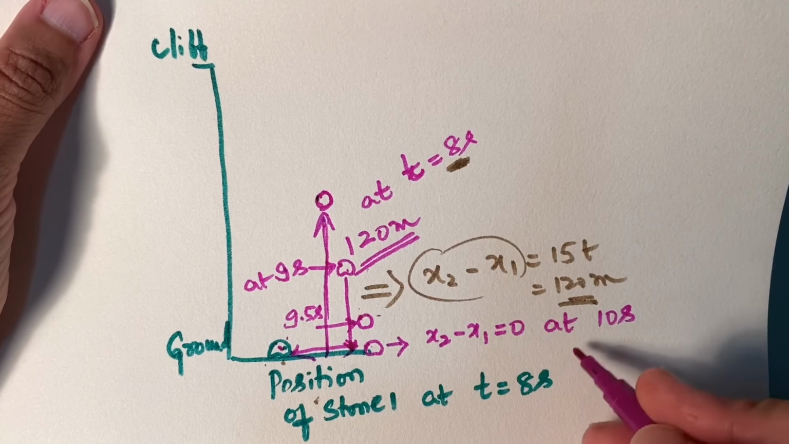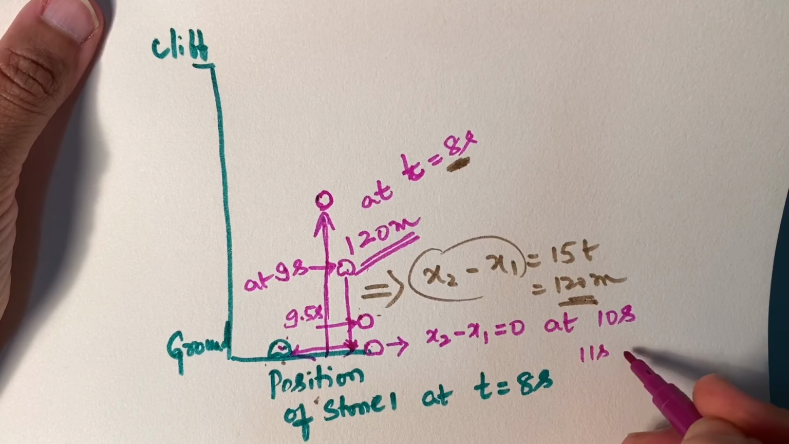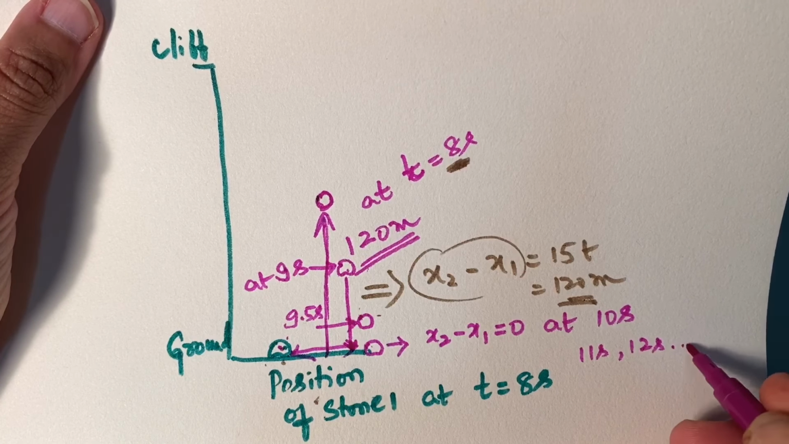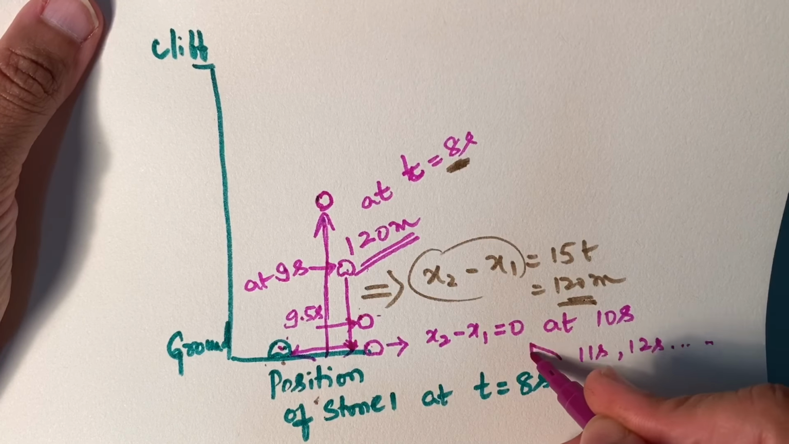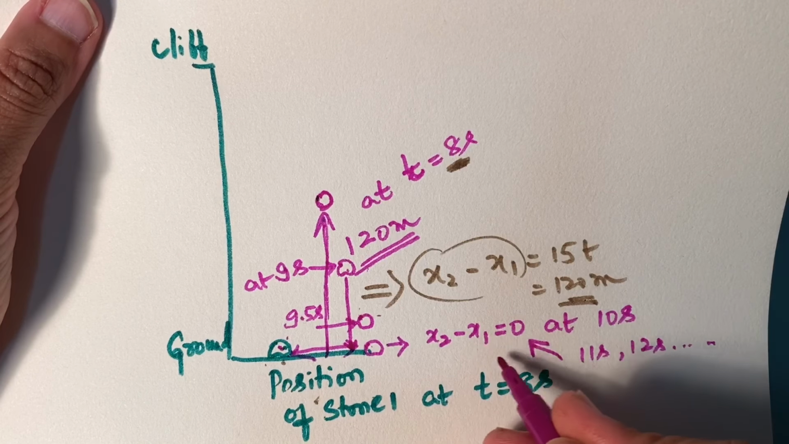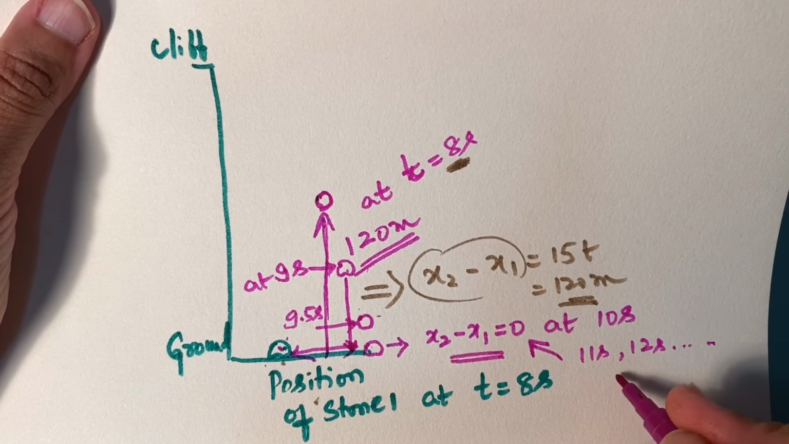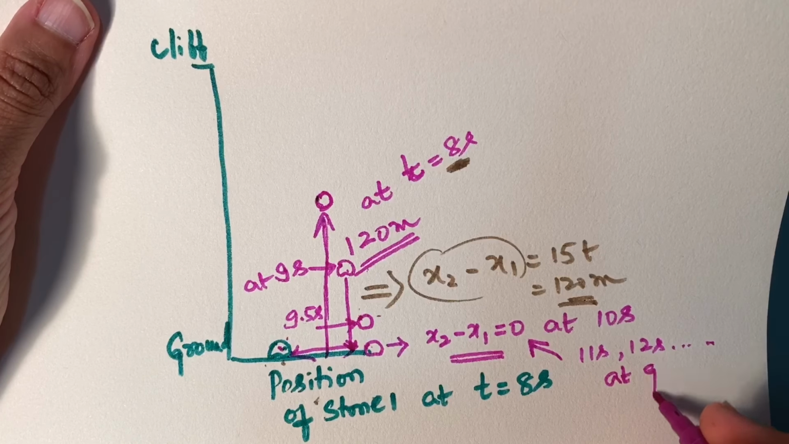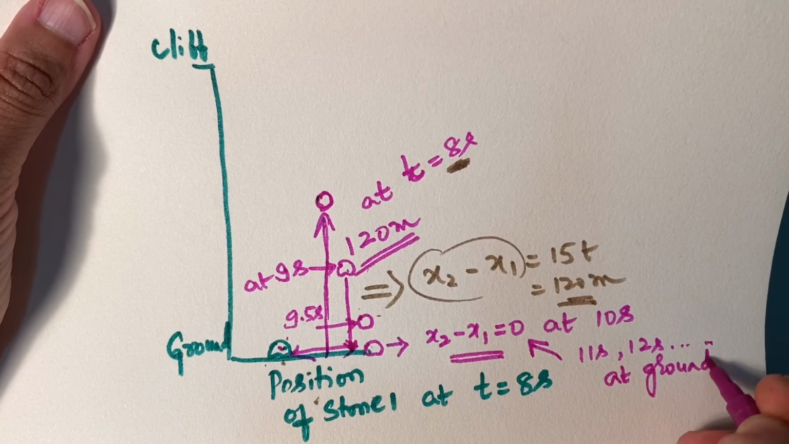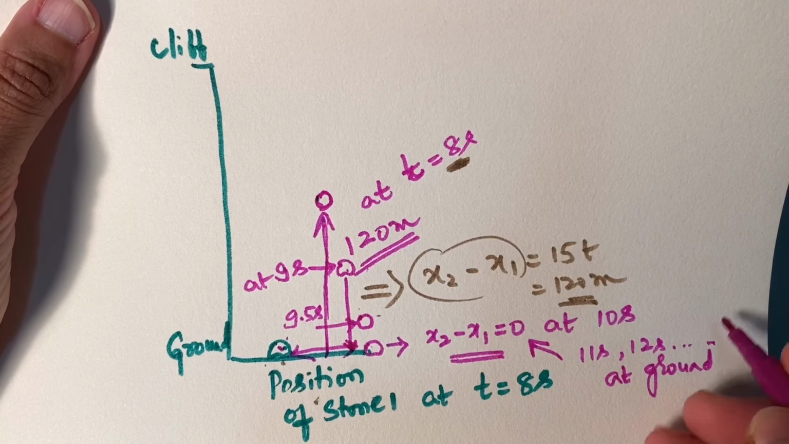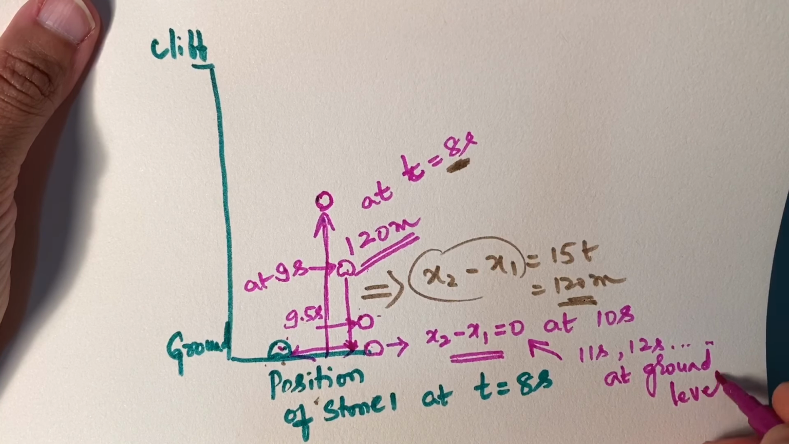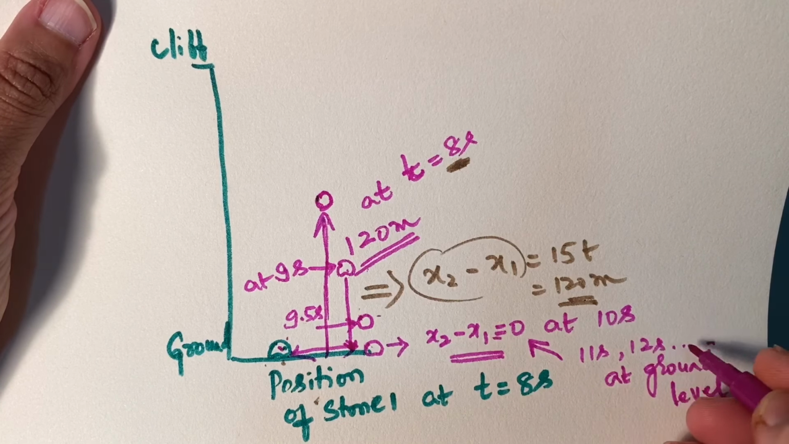And since the graph continues, it also says at 11 seconds, 12 seconds, etc., the path difference between the stones is 0 because both are at ground level. When does that happen? From 10 seconds to 11, 12 seconds, both are at ground level, hence the path difference will be 0.